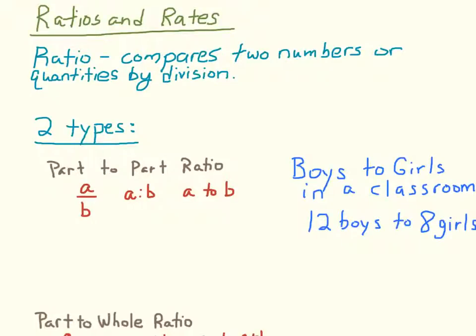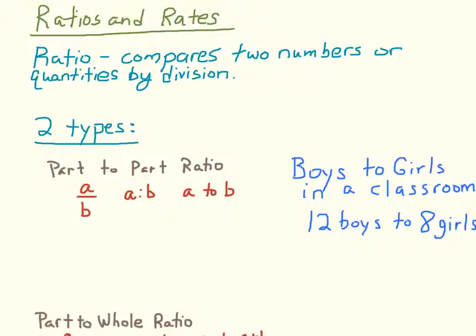It's a lesson on ratios and rates, and let's first talk about a ratio. A ratio compares two numbers or quantities by division. And there's actually two types of ratios. The first is what we would call a part-to-part ratio.